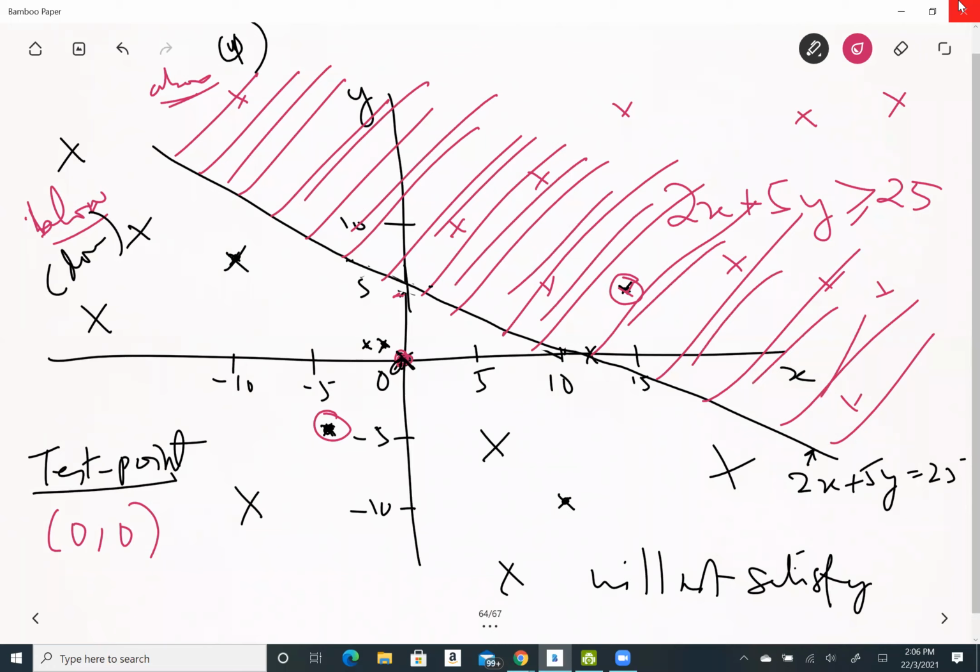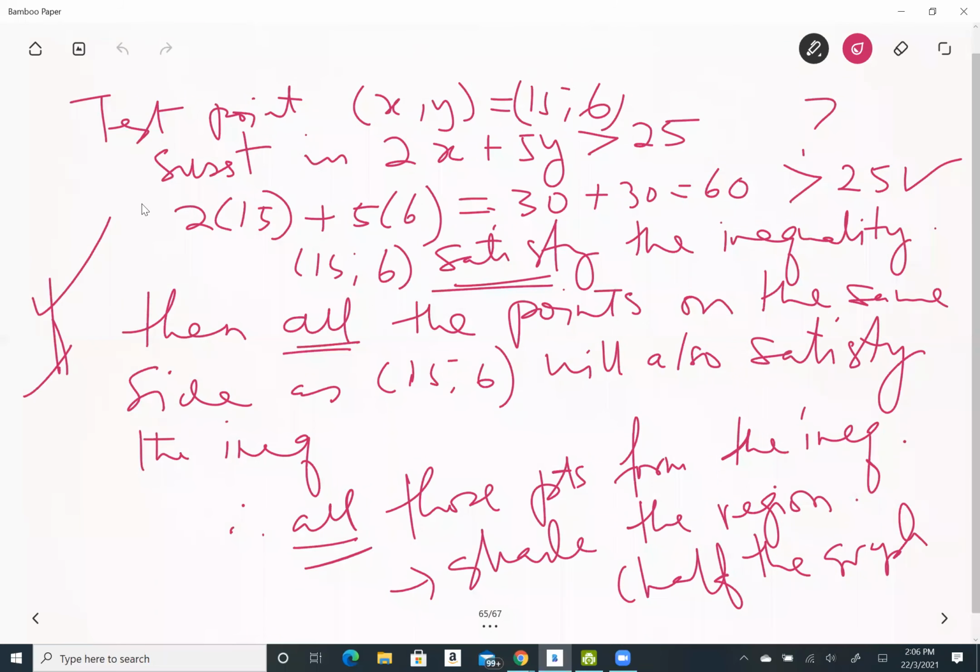Okay, good. Because you need to test only one point. If that point satisfies, that's good. If the point does not satisfy, that means the other side will. Okay, I'll give you another example. So I'll give you a second example.